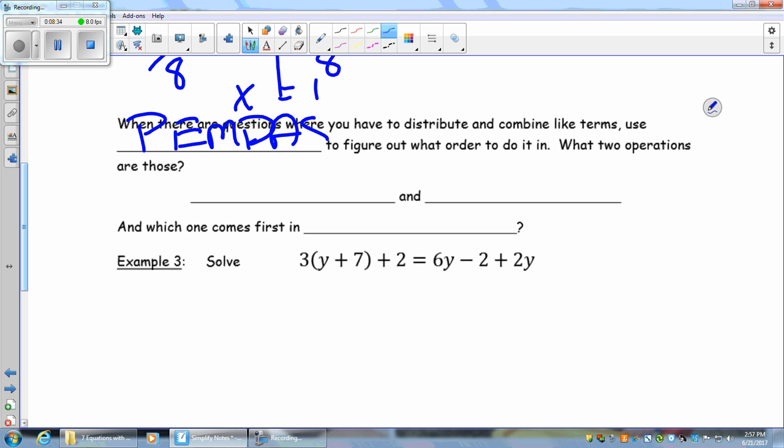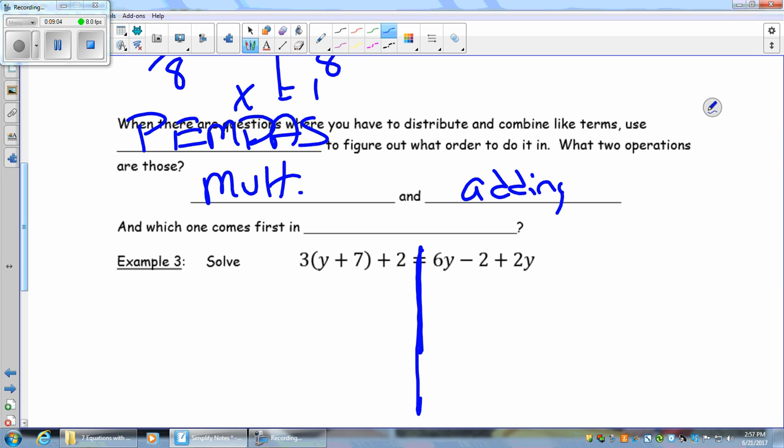I know that please excuse my dear Aunt Sally stuff that we were talking about in the beginning of this year. Use PEMDAS to figure out which order to do it in. What two operations are happening, let's say in example 3 on the left side? I'm distributing and I need to combine like terms. So what two operations is that? What operation is distributing? Well, it's multiplying. And then combining like terms is adding. So which one comes first in PEMDAS?